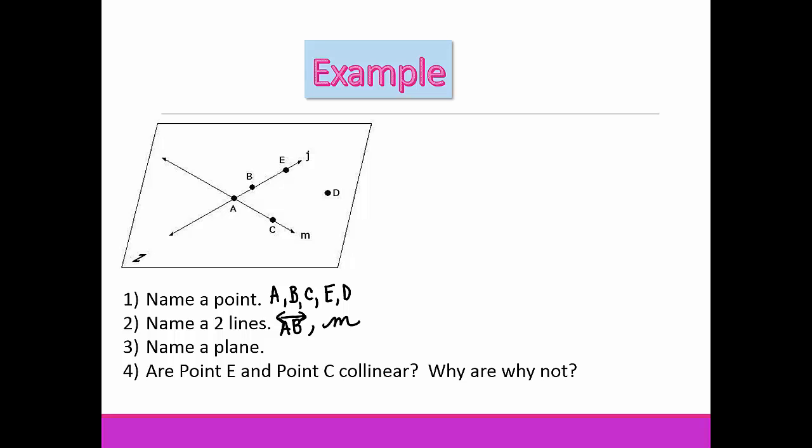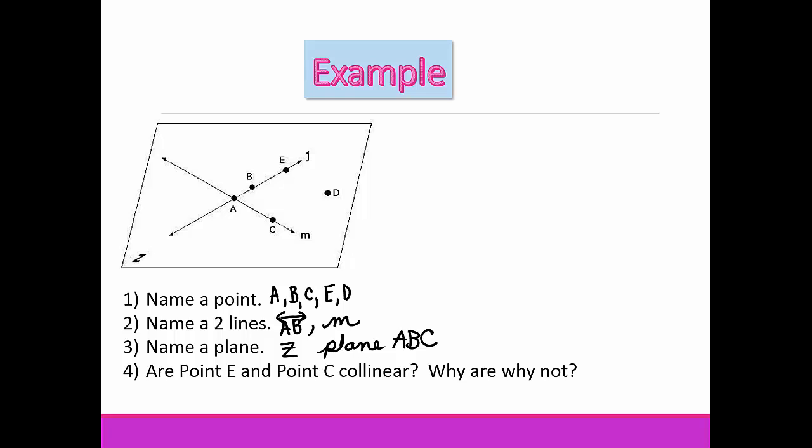Could we name a plane? Absolutely, and there's 2 ways we can name a plane here. I could name plane Z with the script letter Z, or I can name it with 3 non-collinear points. I could name plane ABC, 3 points that don't lie on a line together.